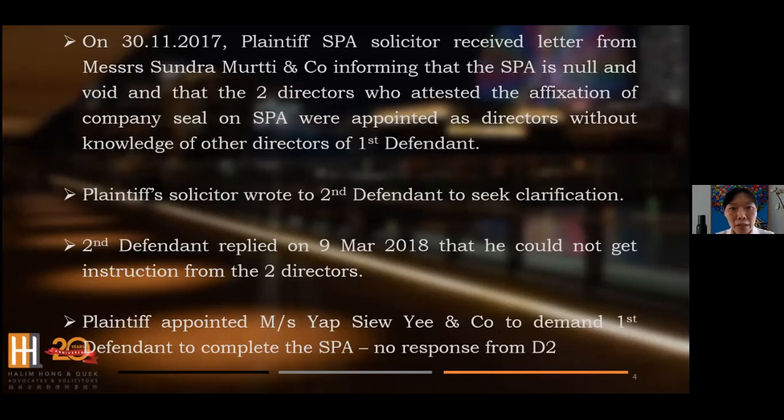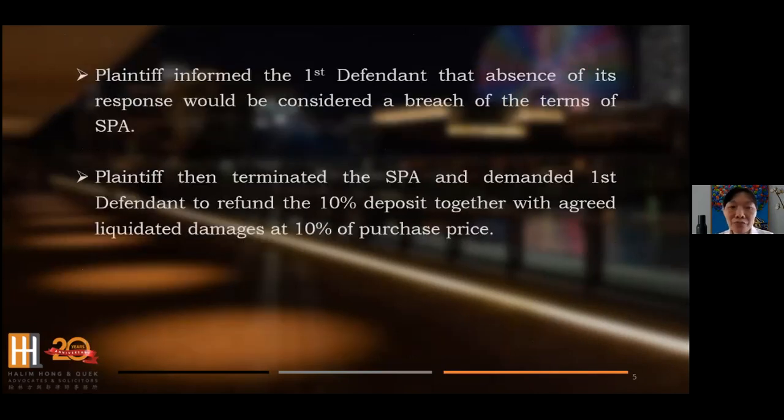Because there was no response from the second defendant, the plaintiff informed the first defendant that in the absence of its response, it would be considered a breach of the terms of the sale and purchase. Still there was no response, so the plaintiff terminated the sale and purchase and demanded a refund of the 10% paid together with agreed liquidated damages of 10% of the purchase price.